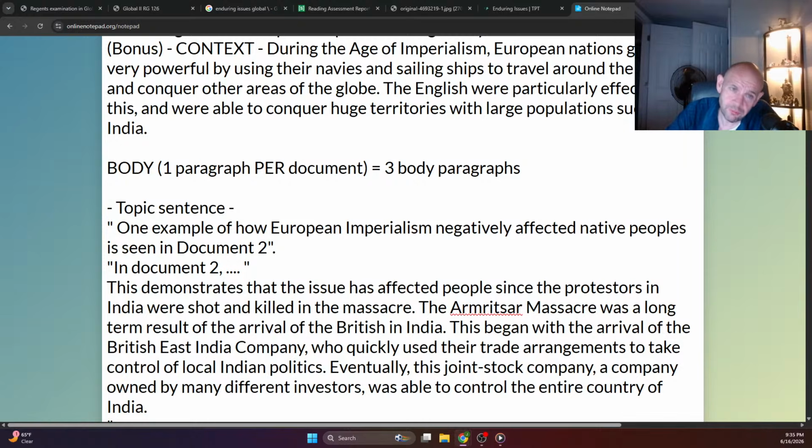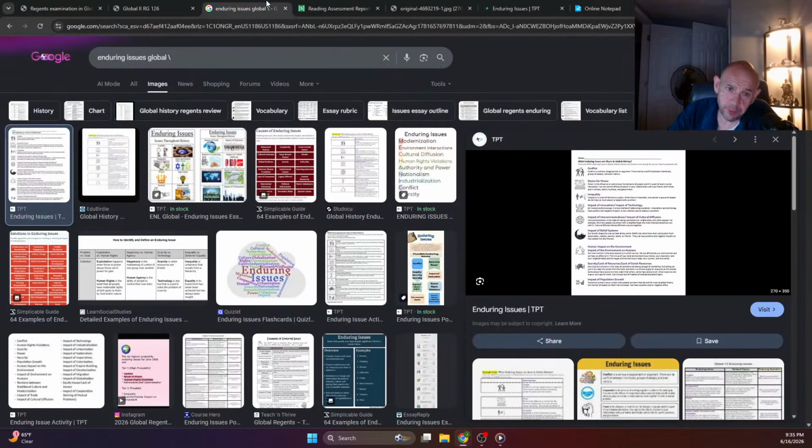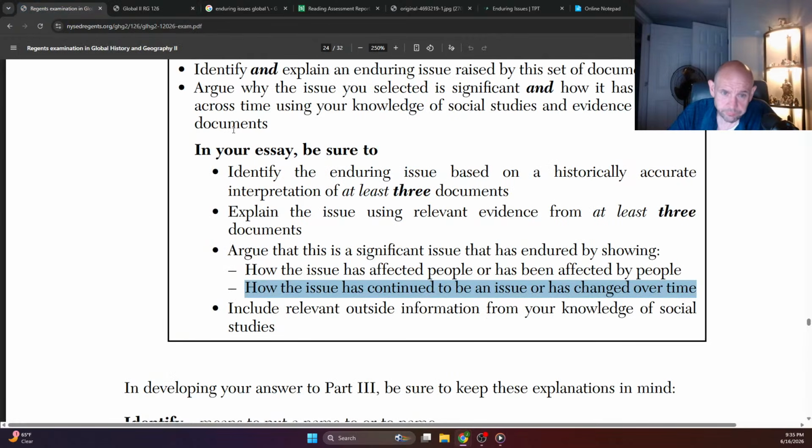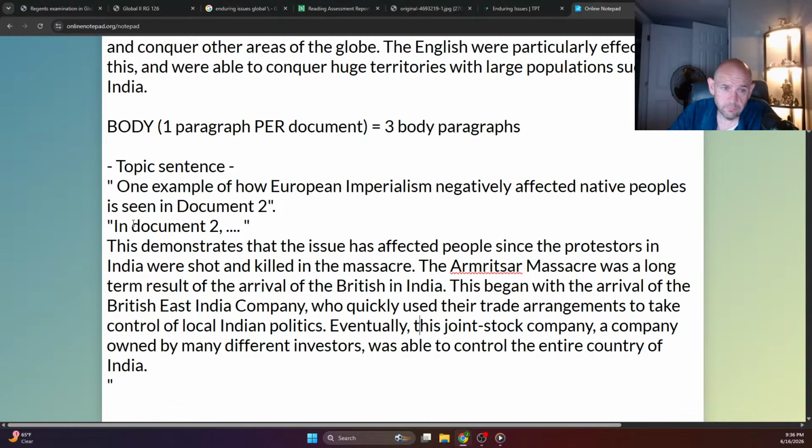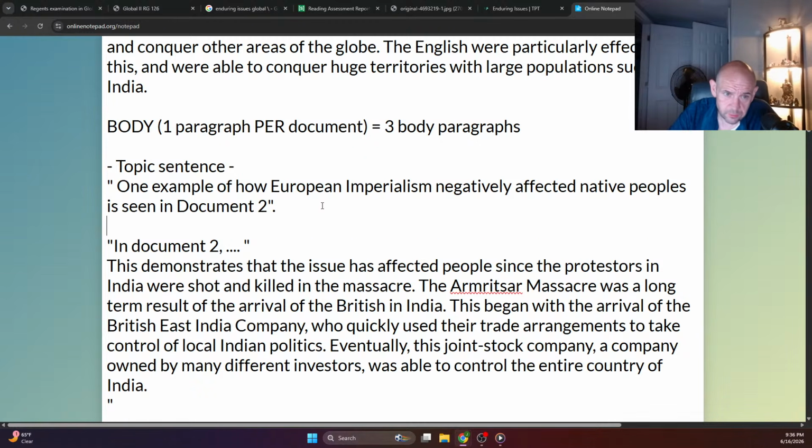All right, now, last bit. Last bit on the rubric. The outside information we already talked about. So the only thing left is that intro, body, conclusion. So what you want to do, what I have here, I'm going to separate it out a little bit to make it a little bit more workable.